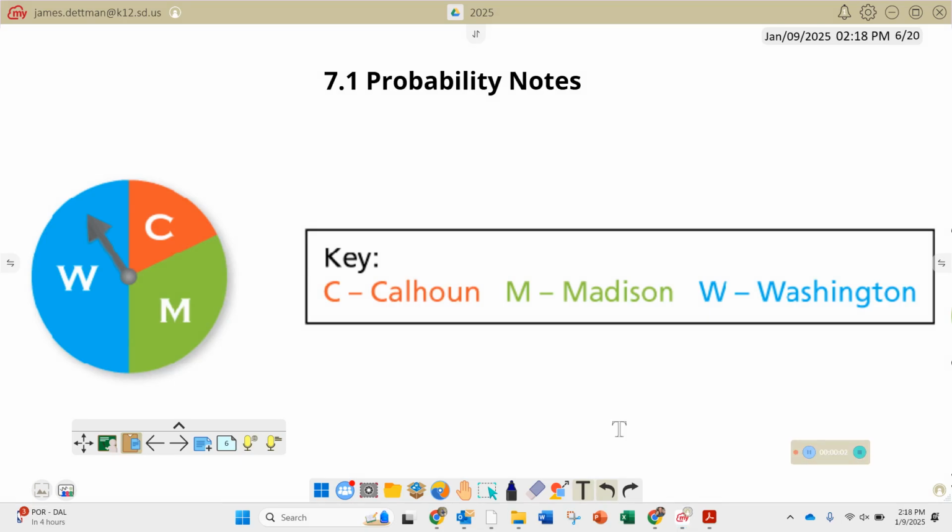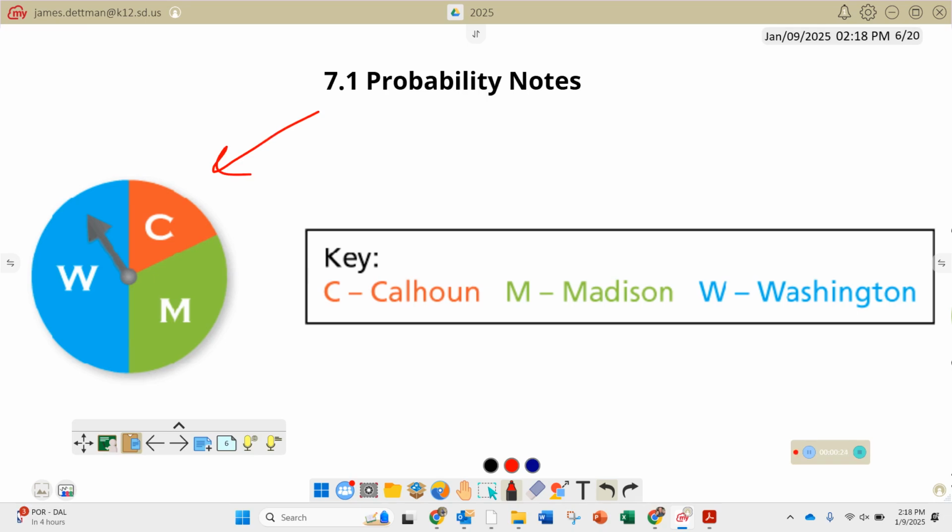All right, we are looking at 7.1 probability notes. When we're looking at probability, we're looking at what's the probability of something happening? What's the likelihood of something happening? So let's take this spinner, for example. We have the spinner right over here.